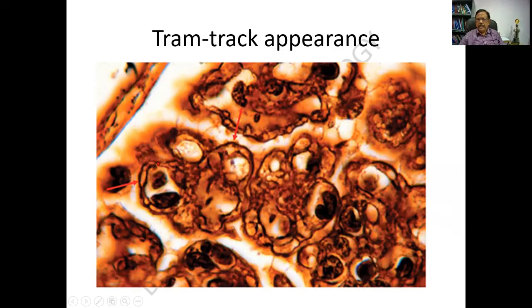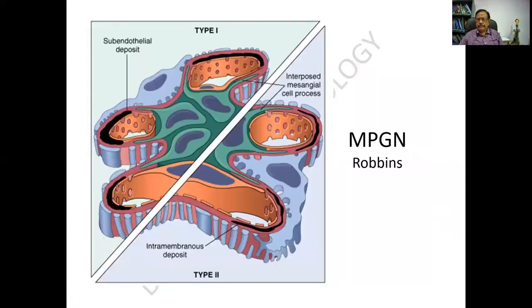I can ask you people to please denote this. So, a beautiful diagram from Robbins, again a recollection. In type 1, there is a subendothelial deposit. Endo means inside, subendothelial. And in type 2, I find that there will be a dense deposit disease right in the middle, and there is a normal basement membrane on either side.